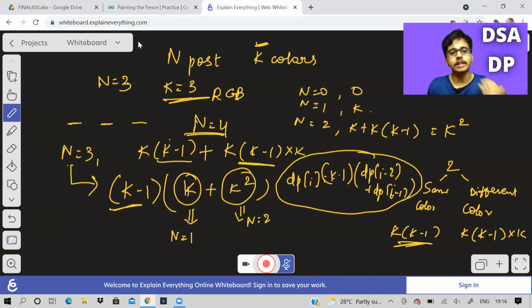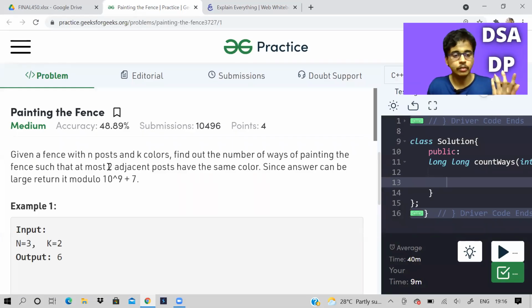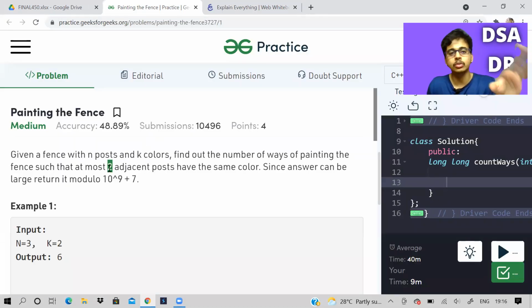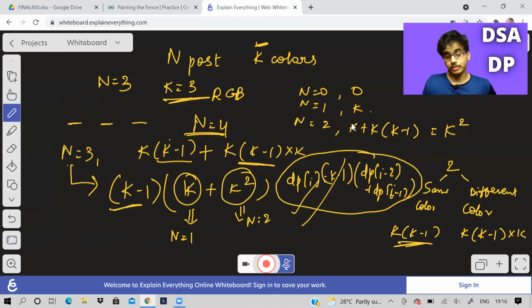So in the future, if there is a similar problem where instead of 2 adjacent there were, suppose, 3 adjacent, then try to make your own dp function by yourself, by changing this at most 2 to at most 3. Let us see what answer you will get. I hope this explanation is clear.